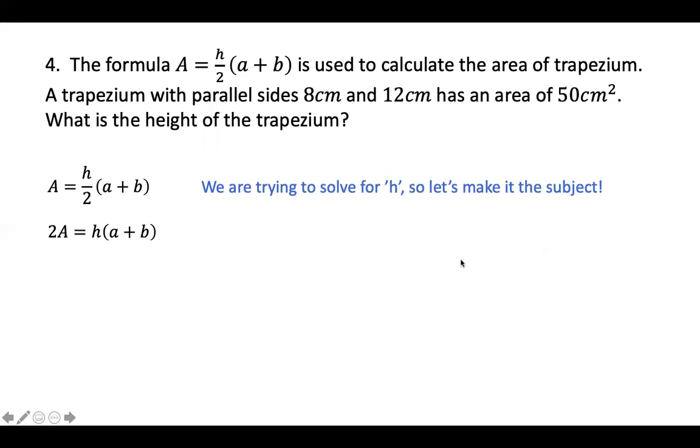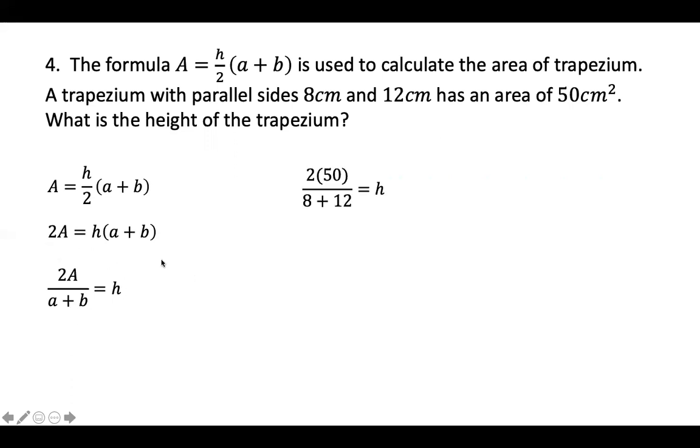I'm going to move that 2 out of there, multiplying both sides by 2. And then since I'm multiplying h by this a plus b bracket, I can divide each side by that bracket. So this is the formula to find the height of the trapezium. Now all I do is plug in what I know. The area was 50, A was 8, B was 12. Plug that into your calculator to find that h equals 5 centimeters.